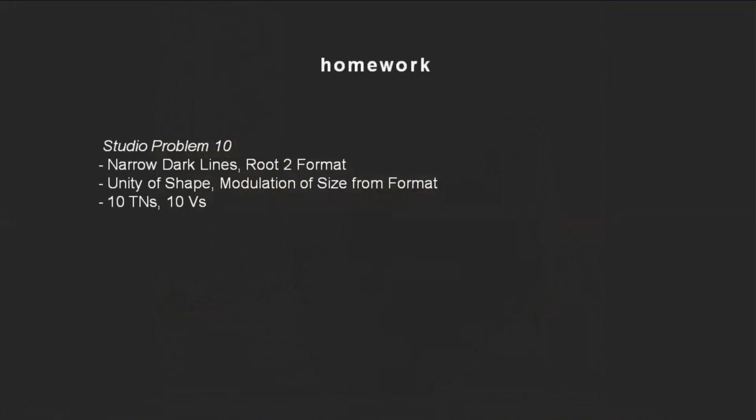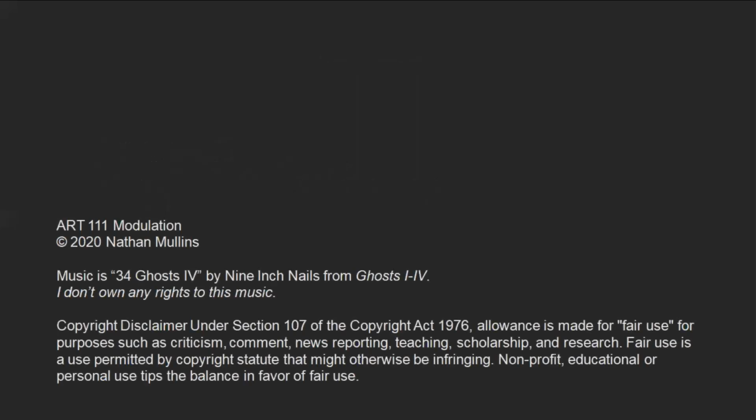So let's take a look at your homework. Studio problem number 10. Using narrow dark lines in a root 2 format, that's the 5x7, that's the 1 to 1.4, create a unity of shape with a modulation of size from the format. So modulate the size of the shape in accordance with the proportion of the format. If the format, this root 2, has a proportion of 1 to 1.4 or 5 to 7, then modulate the size so that each size smaller than the next has a relation of an area of 5 to an area of 7, the next smallest, an area of 5 to the previous 5's 7. Give me 10 thumbnails and 10 variations. If you have any questions, email me.